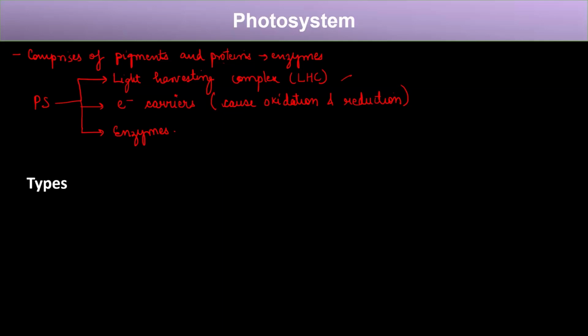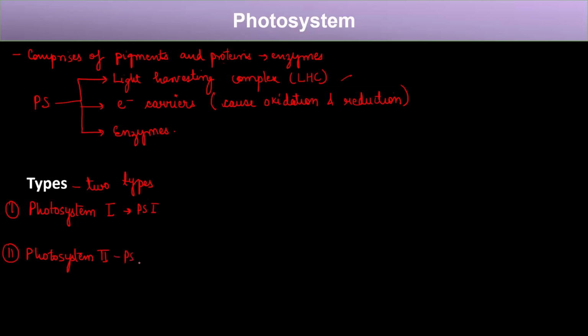Now, what are the types of photosystems? So photosystems are of two types. The first type is known as photosystem 1, or PS1. Okay, PS1. And the second type is known as photosystem 2, or PS2.